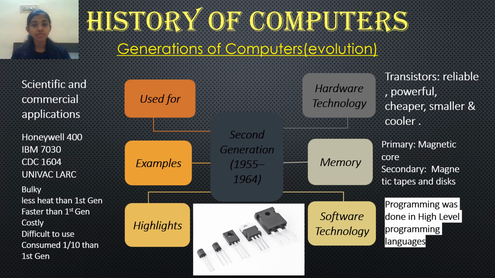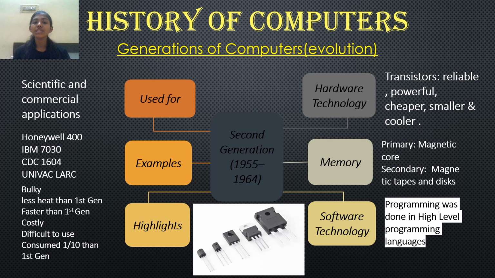It was developed in 1955 to 1964 and was used for scientific and commercial applications. The hardware technology was transistor, that is reliable, powerful, cheaper, smaller and cooler. Memory was primary memory, which was made up of magnetic core, and secondary memory was made up of magnetic tapes and disks. Software technology, that is programming, was done in high level programming language.